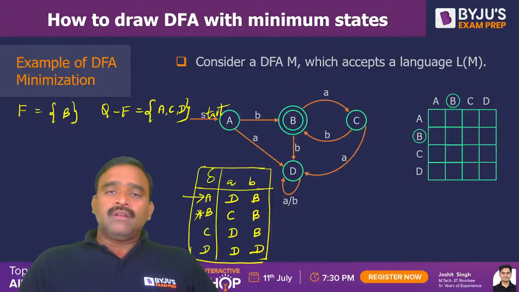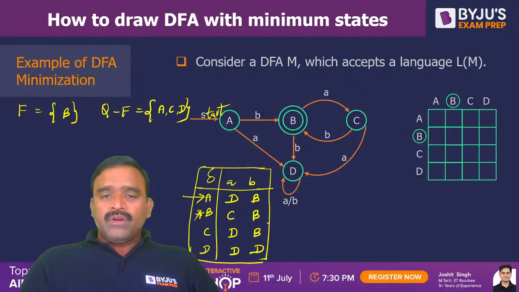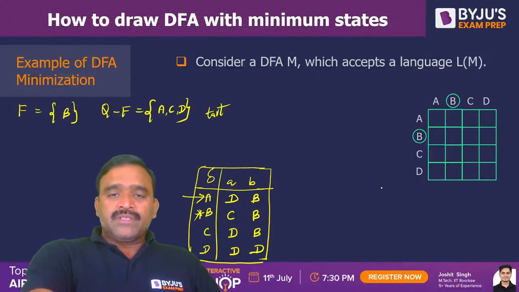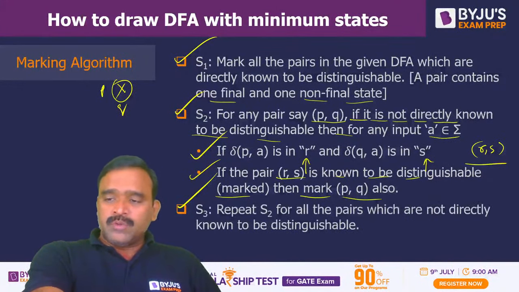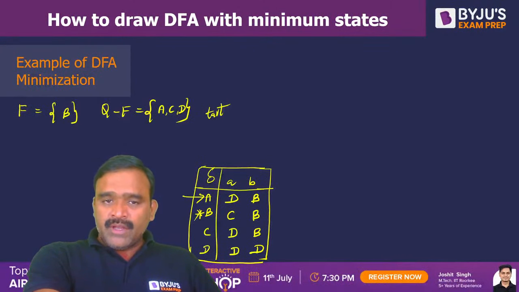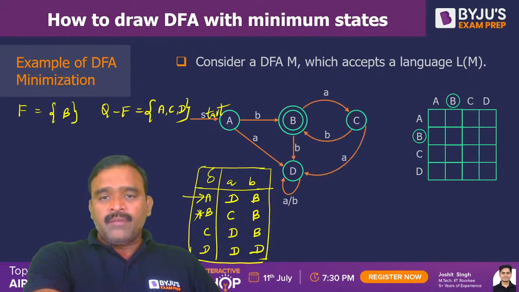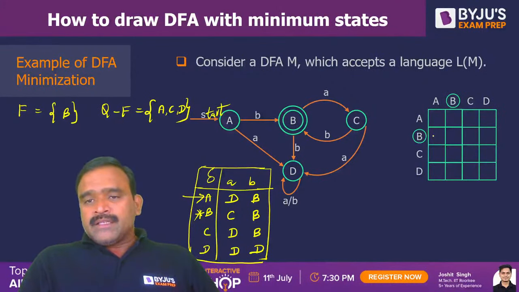First, I will let you know how to do the marking technique. In the marking technique, we have to go with pairs. What is the first step? Mark all the pairs in a given DFA which are directly known to be distinguishable. When can you say that a pair is directly known to be distinguishable? A pair containing one final and one non-final state. For example, this is a pair AB. The pair AA is not applicable actually. This is AC. This is AD.